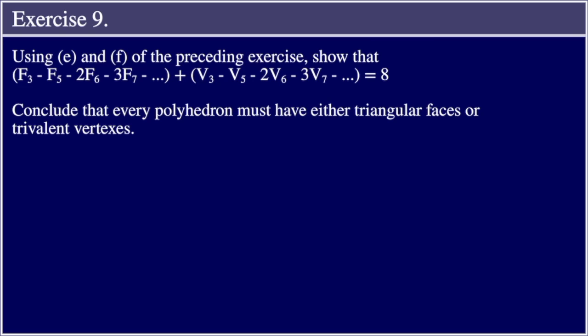9. Using E and F of the preceding exercise, show that the quantity f sub 3 minus f sub 5 minus 2 f sub 6 minus 3 f sub 7 minus ... plus v sub 3 minus v sub 5 minus 2 v sub 6 minus 3 v sub 7 minus ... equals 8. Conclude that every polyhedron must have either triangular faces or trivalent vertices.